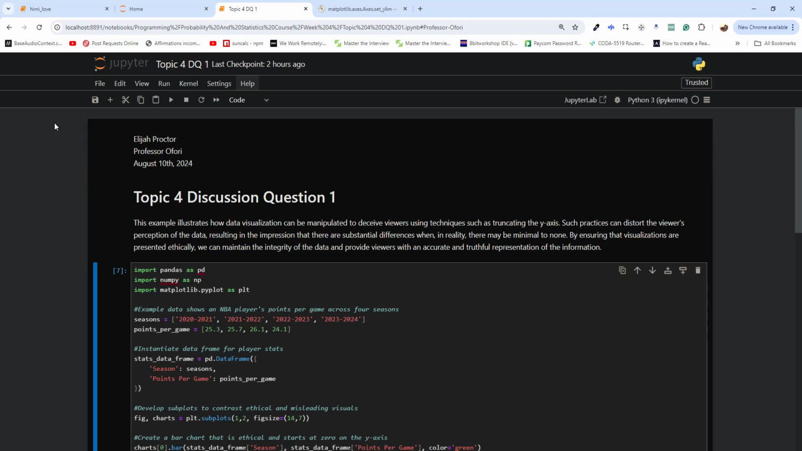Hello everyone, my name is Elijah Proctor, and today we're going to be talking about ethical considerations when creating data visualizations. And so this example shows how visual tricks can make data look misleading.